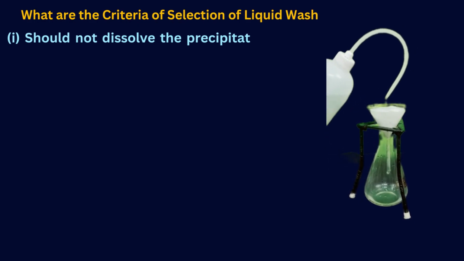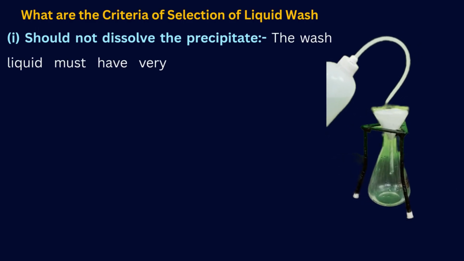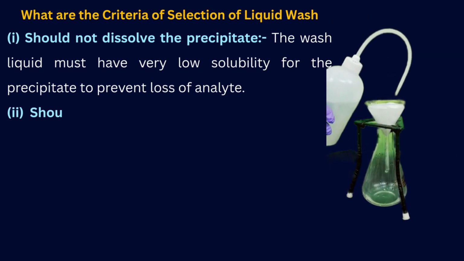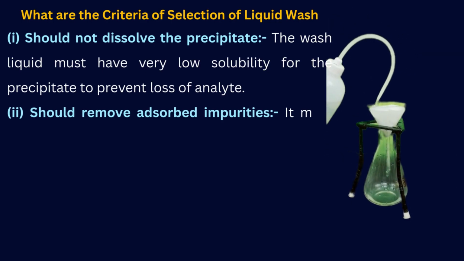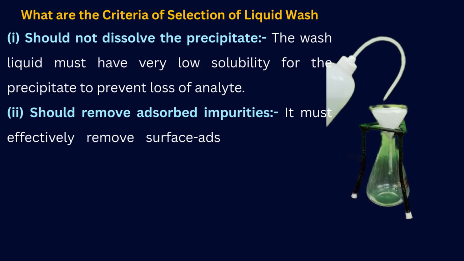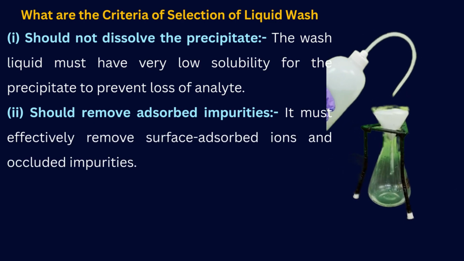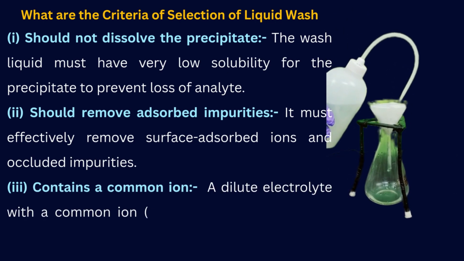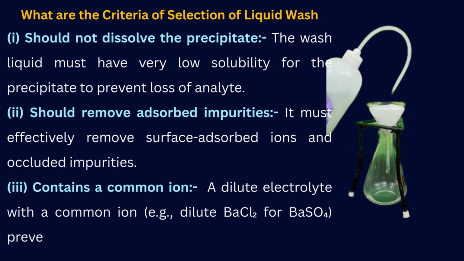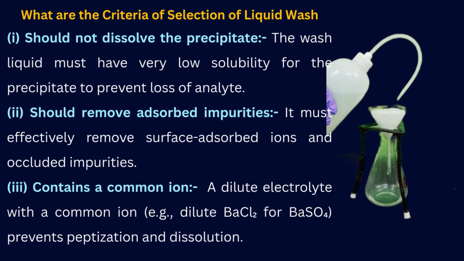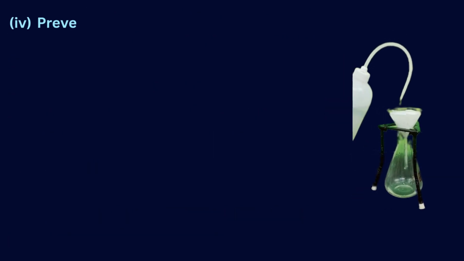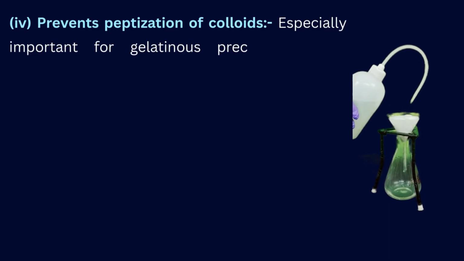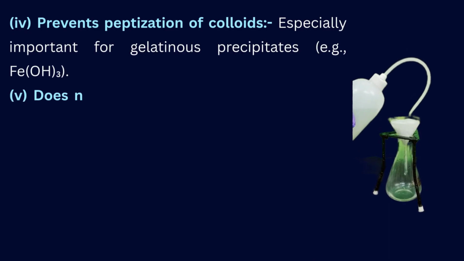First, it should not dissolve the precipitate. The wash liquid must have very low solubility for the precipitate to prevent loss of analyte. Second, it should remove adsorbed impurities. It must effectively remove surface adsorbed ions and occluded impurities. Third, it contains a common ion. A dilute electrolyte with a common ion, for example dilute BaCl2 for BaSO4, prevents peptization and dissolution. Fourth, it prevents peptization of colloids, which is especially important for gelatinous precipitates, for example Fe(OH)3.